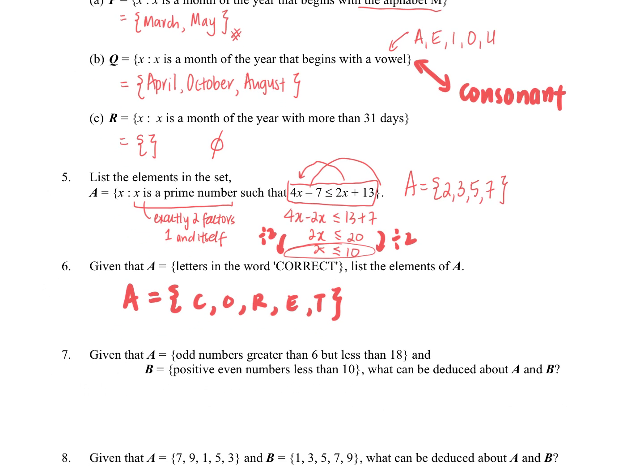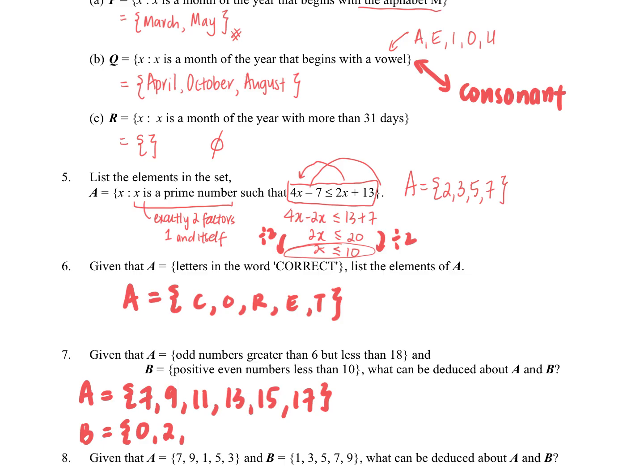Okay, next one. Odd numbers greater than 6 but less than 18. So let's write down all the odd numbers greater than 6. Okay, done. That's in your set A. Then B, I want all the positive even numbers less than 10. So 0 is even, 2. Oh, but positive. Positive means greater than 0, so we don't include 0. Start from 2.